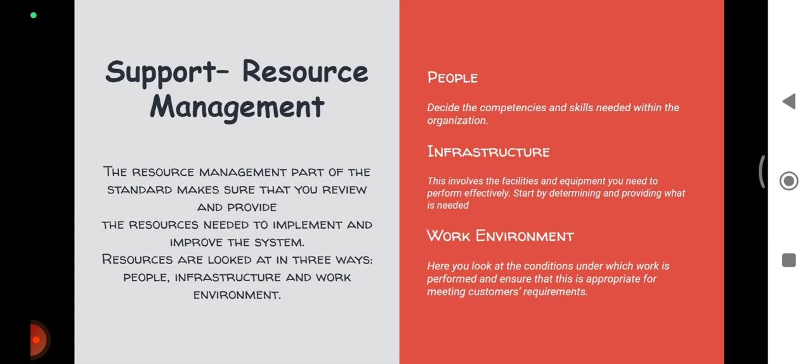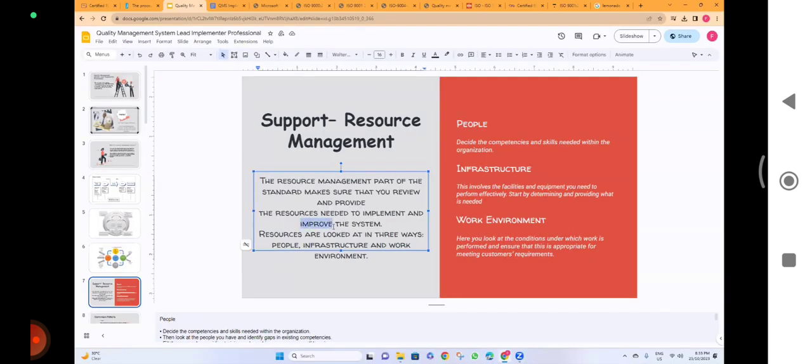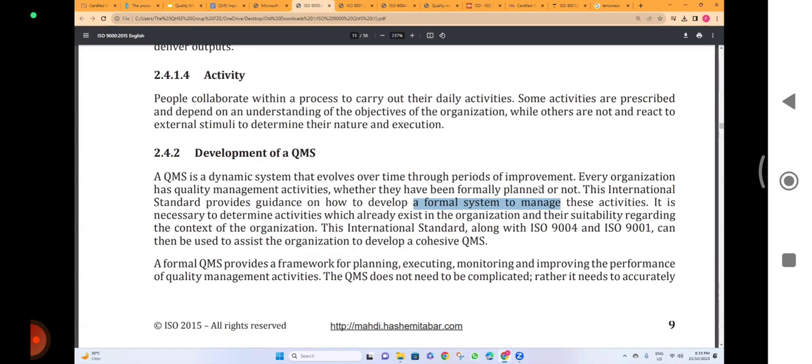So the first step now is to determine, do you actually have the resources required to implement and improve the system? Here again, understand one thing. You are going to see that this word improve appears a lot, because that is what you do as a lead implementer. In every organization, your job is to improve the quality management activities. What they're already doing, you make sure you improve it so that it can become a formal system that meets quality management principles, and consequently meets customers' needs and expectations.